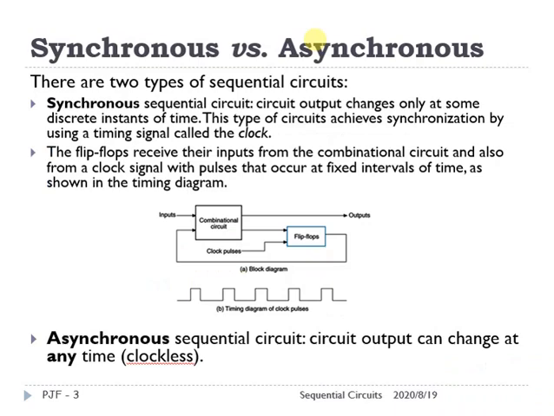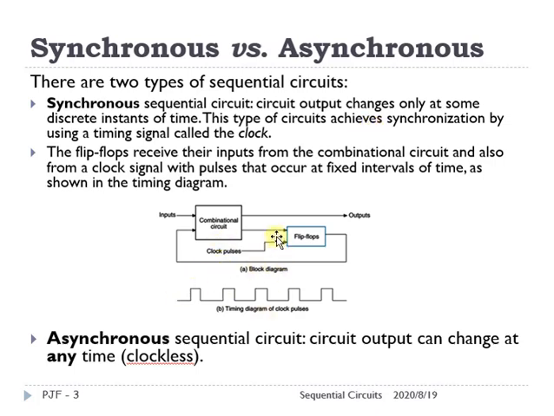There are two types of sequential circuits: synchronous and asynchronous sequential circuits. In a synchronous sequential circuit, the output changes only at some discrete instants of time, and this type of circuit achieves synchronization by using a timing signal called a clock signal.